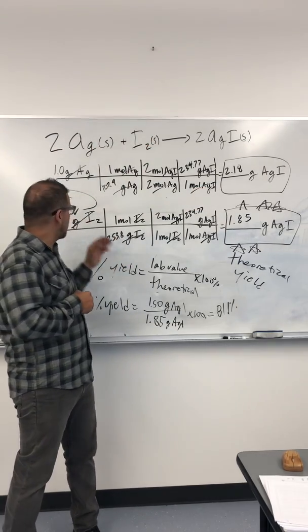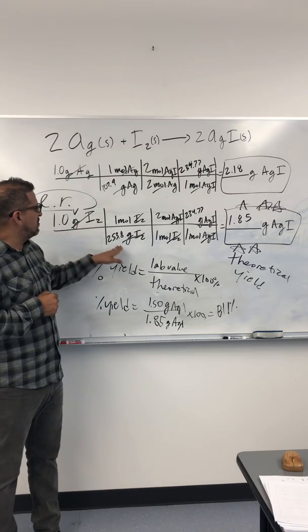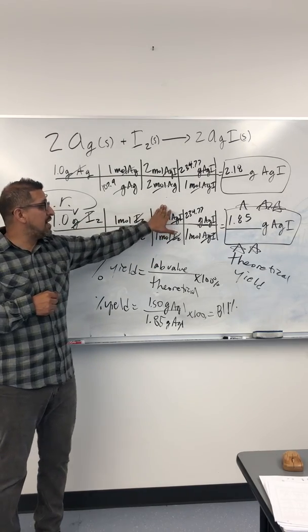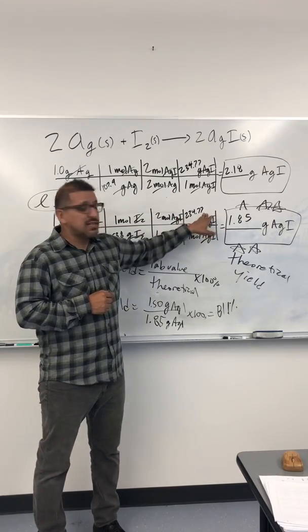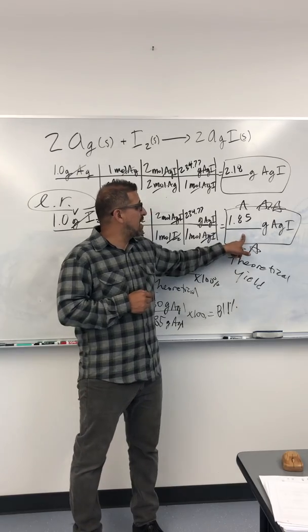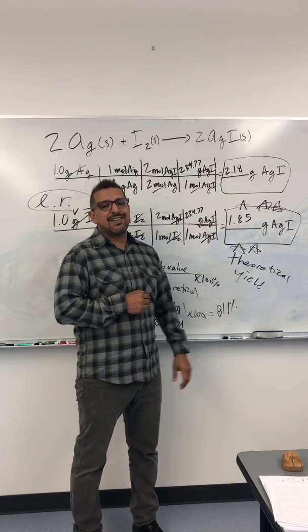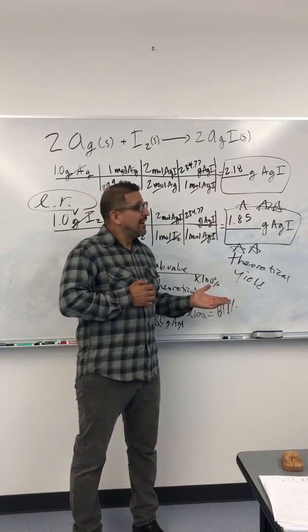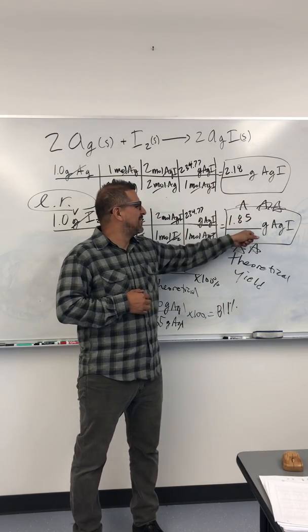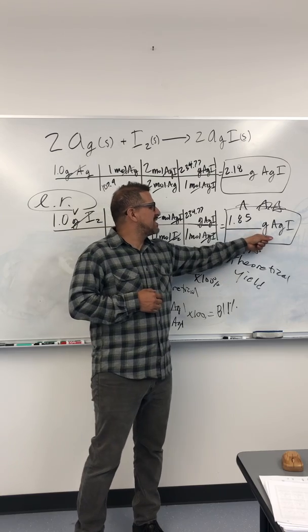Let's do the same thing with I2. 1 gram of I2, let's go from grams to moles of I2 to moles of silver iodide, and then moles of silver iodide to grams of silver iodide. And then you do the math and you get to 1.85. Which one of these gives you the least product? That's right. It's like Dora the Explorer. That's right, Diego. 1.85 grams of AgI.